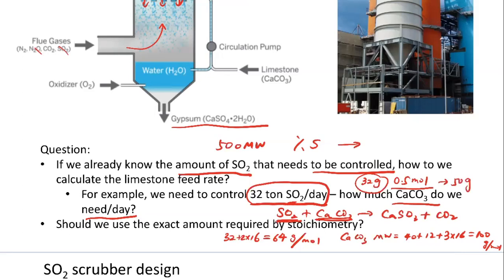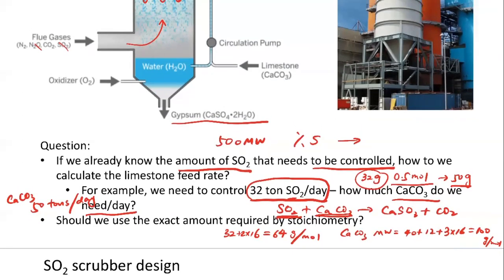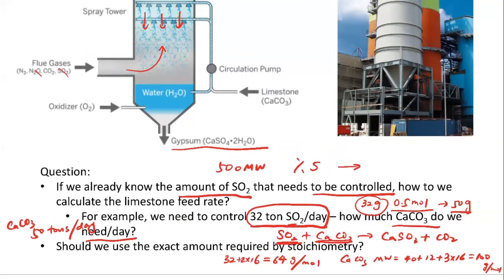Okay, so for this problem, we need to control 32 tons of sulfur dioxide per day. That means we need to provide 50 tons of calcium carbonate per day. This is very simple stoichiometry, where we assume a 1-to-1 ratio of the reactants, right? If we know how much sulfur dioxide we need to control, then we can calculate how much limestone we need to provide to the system, okay?